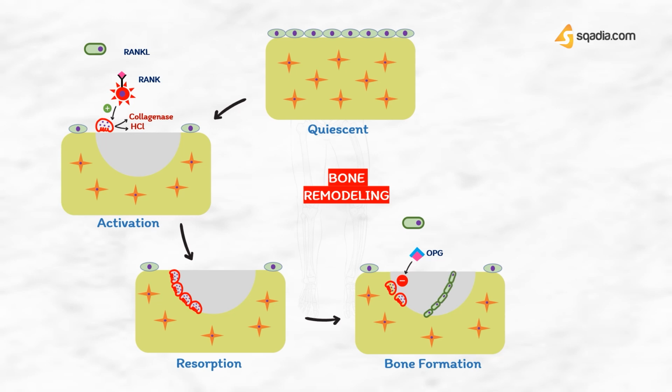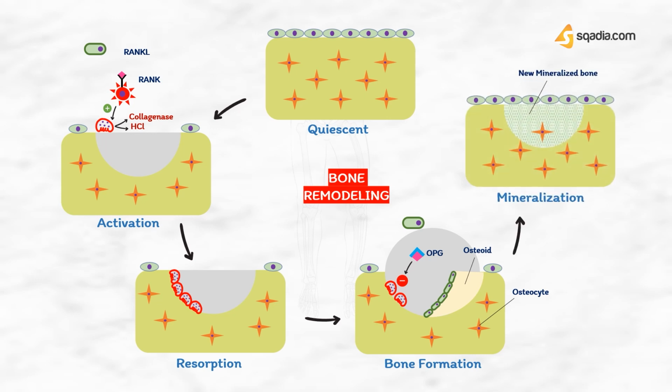Osteoblast takes charge as captain of the ship and begins to form osteoid, which is the organic matrix of bone comprising mainly collagen and mucopolysaccharide, as well as osteocytes, which are mature bone cells. Osteoid is then mineralized to form bone.